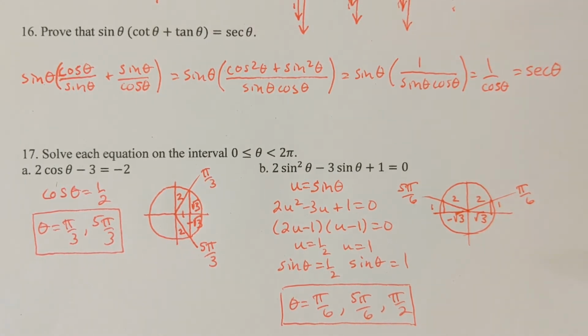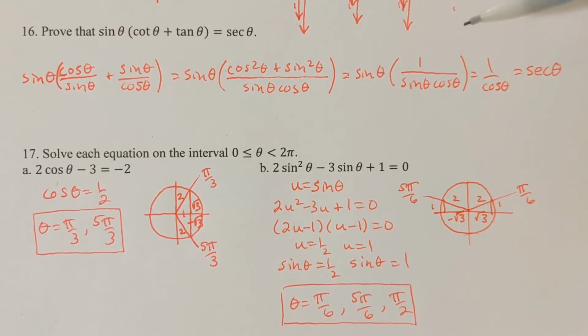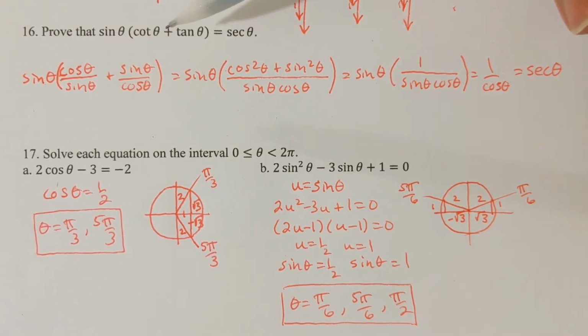Now, when we prove an identity, typically we start with the side that's more complicated, and we work our way over to the other side using the identities that we do know along with algebra. So the left side is more complicated than the right side, or more involved. I shouldn't say complicated, but it's got more going on in it. So it makes sense to begin with the left side.